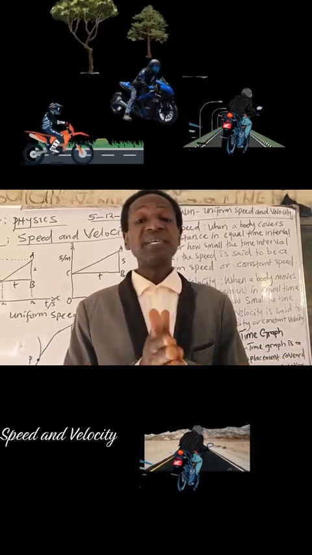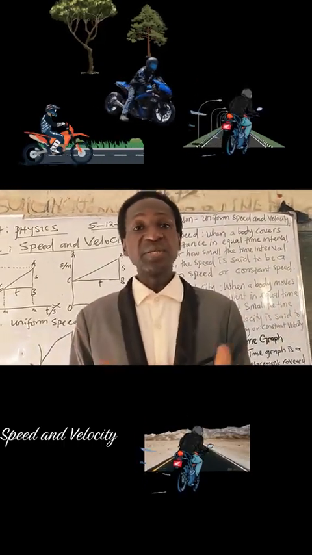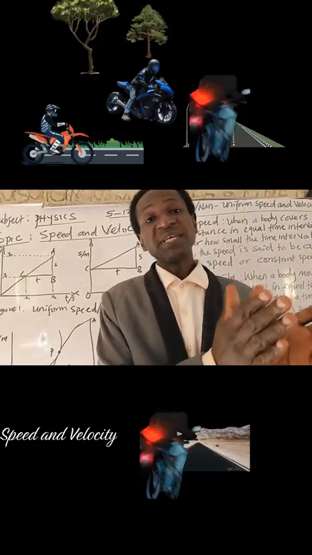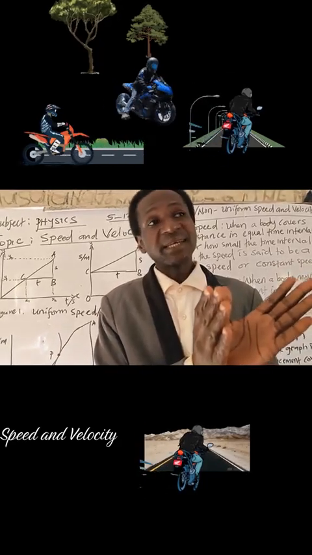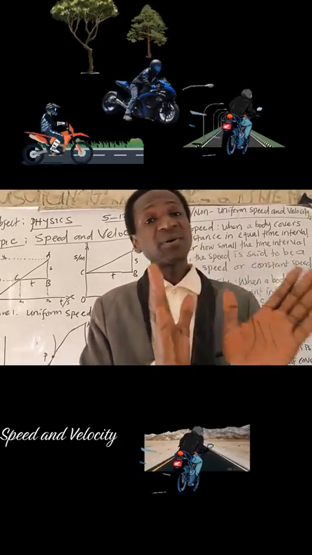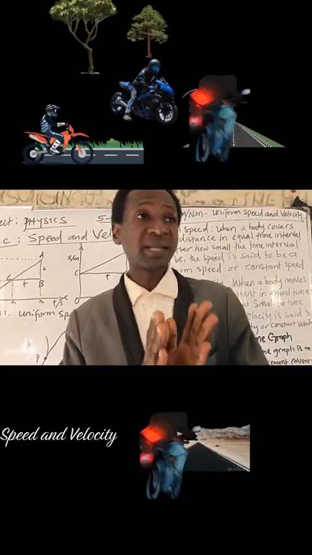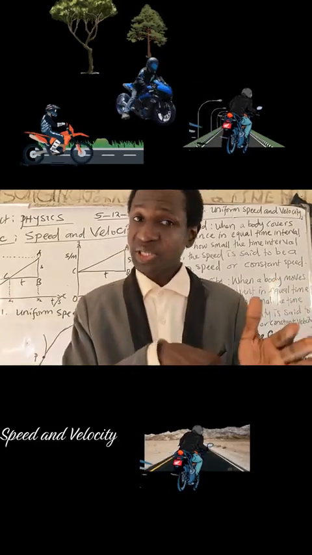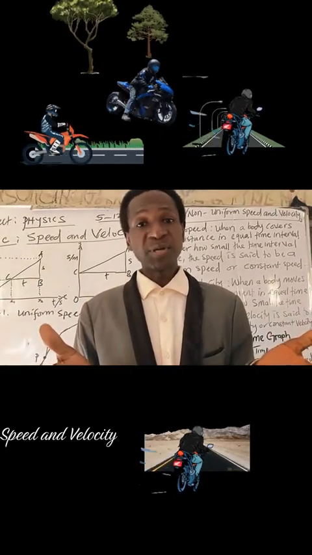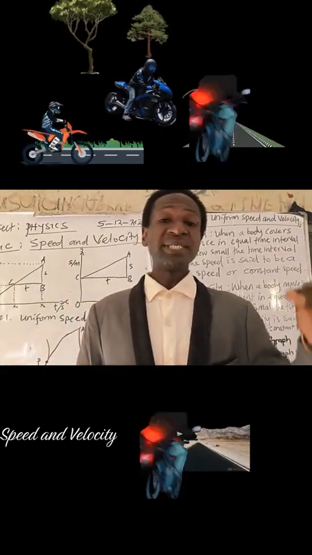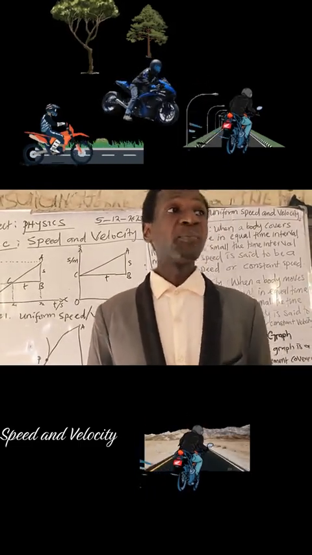So now the definition of uniform speed and uniform velocity. Uniform speed is when a body covers equal distance in an equal time, no matter how small the time interval may be, but direction is not involved. There is no direction there. We don't know the direction of the body. So that body is said to be in uniform speed or constant speed.